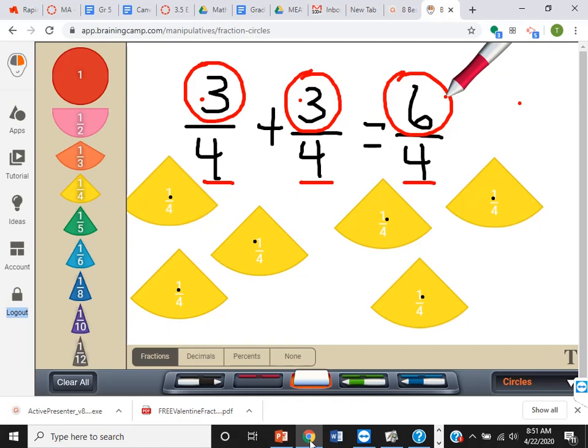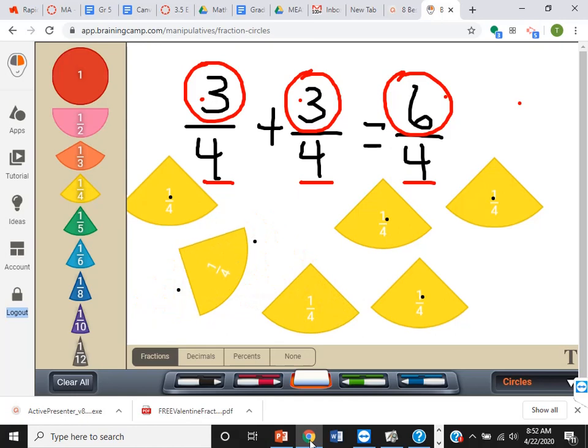And 6/4 is also considered an improper fraction. That gives me the clue that I probably have more than one whole, but let me just combine all of these pieces together to make sure.